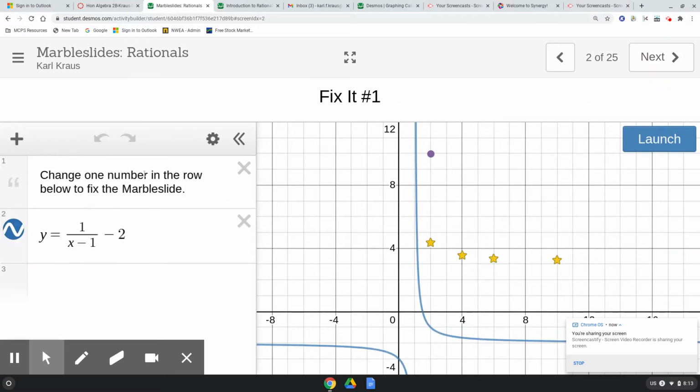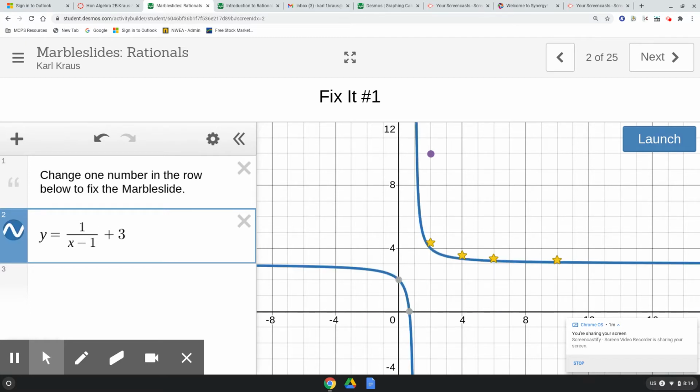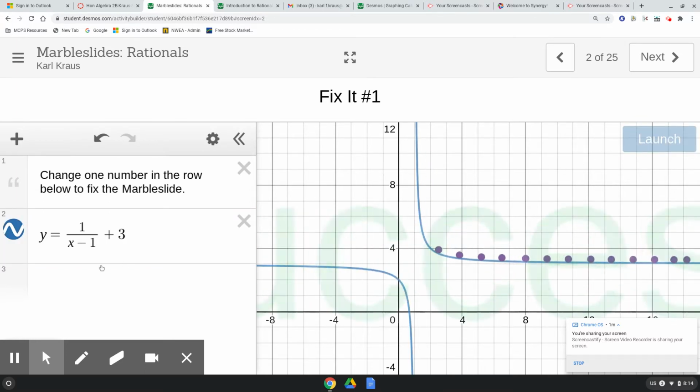All right, slide 2, it says change one of the numbers in the row below to fix the marble slide. So you want the horizontal asymptote to be right here at 3. So if we change this to +3 here, hit the right keys here. So if I make that a +3 and then hit launch, it collects all the stars. So just moving the graph. So the asymptote is y=3.